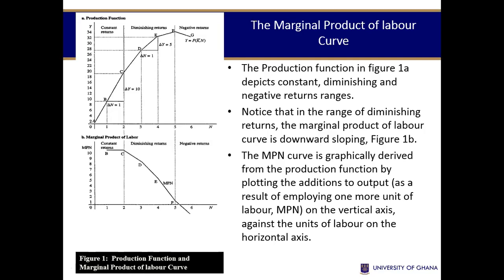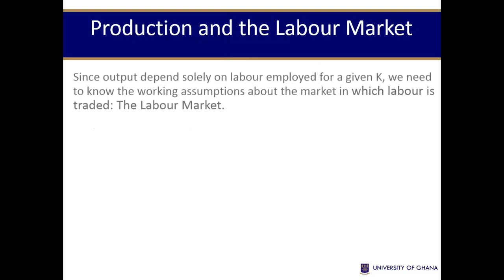When we have the units of labor on the horizontal axis and MPN on the vertical, this is our MPN curve. Normally we don't consider the constant returns section, so we take the diminishing section, from here to here. That is the MPN curve, which is derived from the production function.